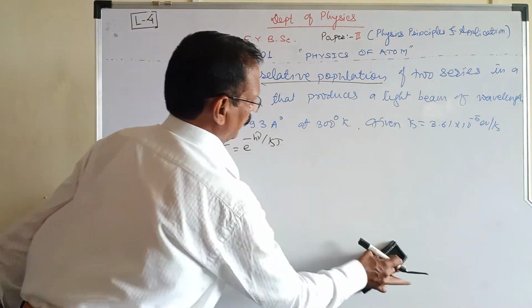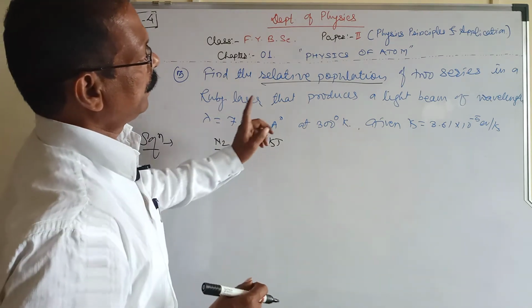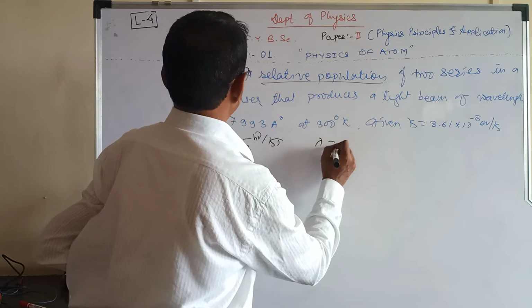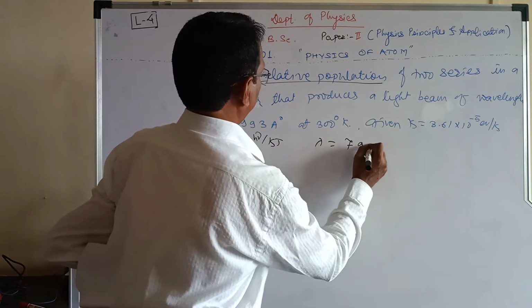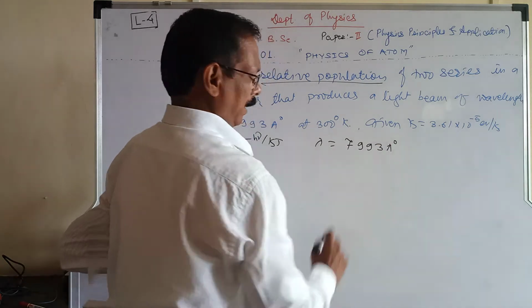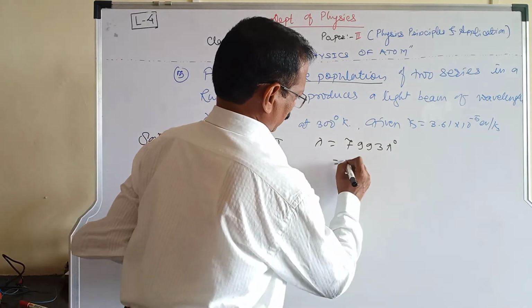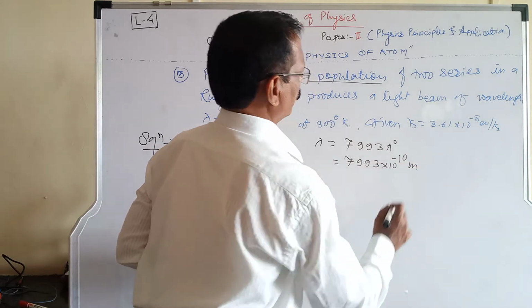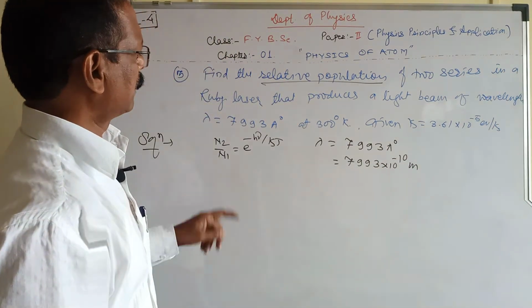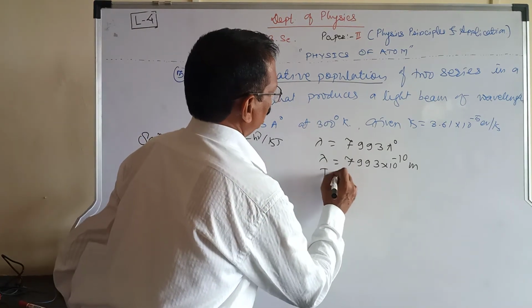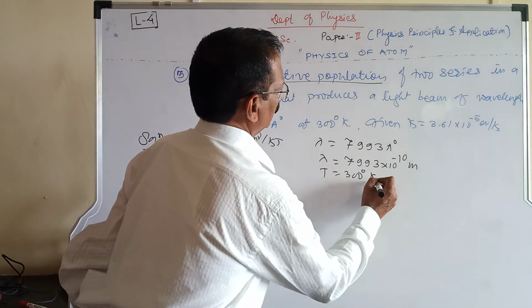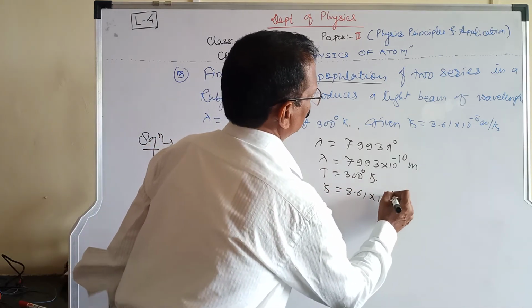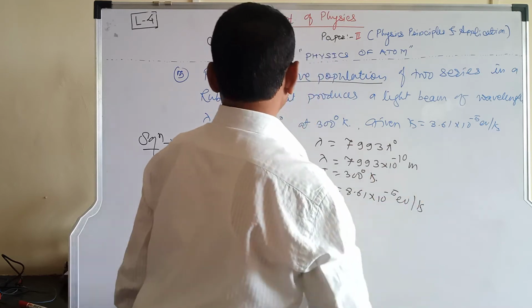Now write the given information here. What is the given information here? Wavelength is given here. So in this case lambda is equal to 7993 angstrom. Now what is angstrom here? It can be written as 7993 into 10 raised to minus 10 meter here. Now T is equal to 300 degree Kelvin here, and Bose-Einstein constant K is equal to 8.61 into 10 raised to minus 5 electron volt per K here. So this is the example here.